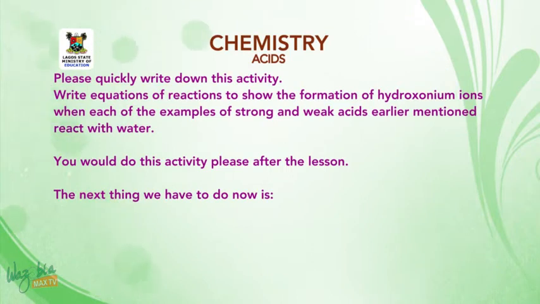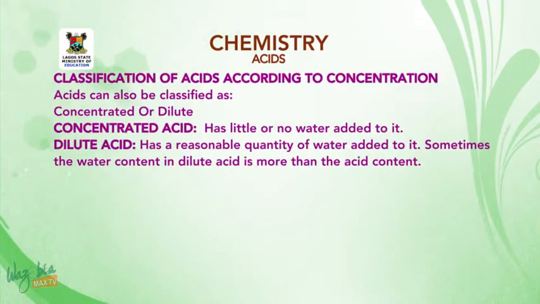The next thing we have to do now is classification of acids according to concentration. Acids can also be classified as concentrated or dilute. Concentrated acid has little or no water added to it. Dilute acid has a reasonable quantity of water added to it. Sometimes the water content in dilute acid is more than the acid content.